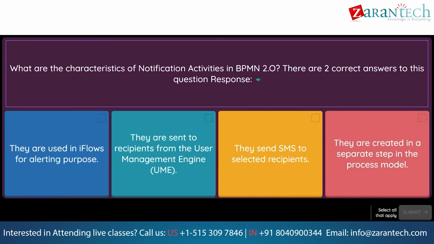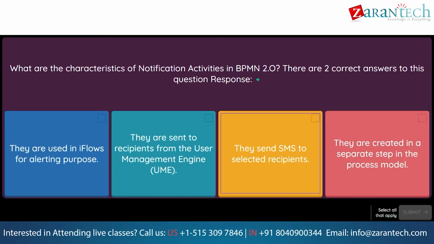Question: what are the characteristics of notification activities in BPMN 2.0? There are 2 correct answers to this question. Response: Option 1, they are used in iFlows for alerting purpose. Option 2, they are sent to recipients from the User Management Engine, UME. Option 3, they send SMS to selected recipients. Option 4, they are created in a separate step in the process model.